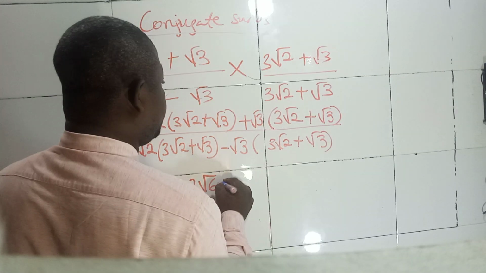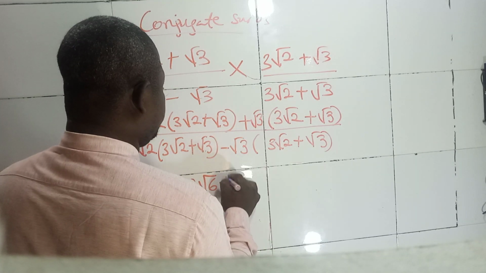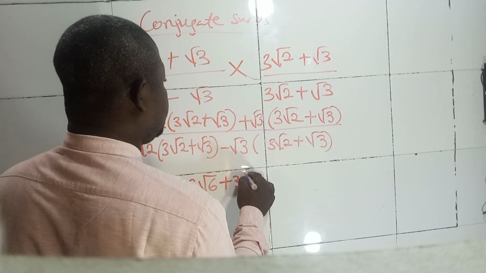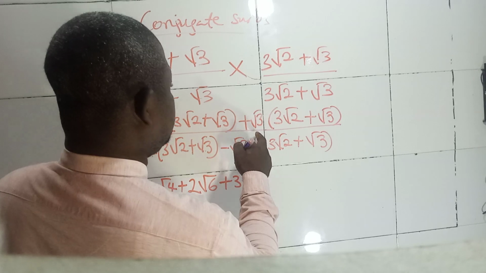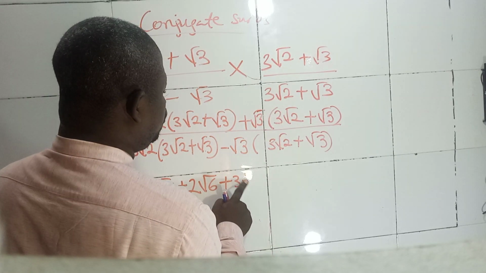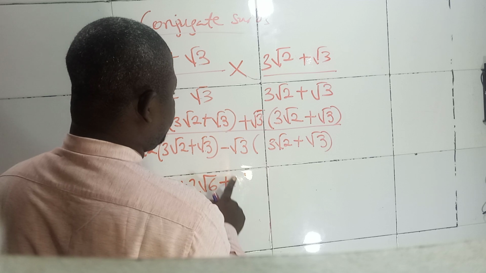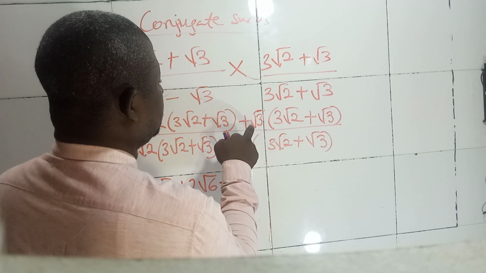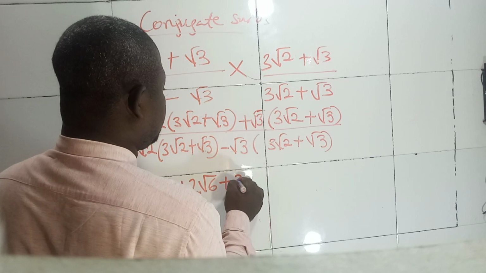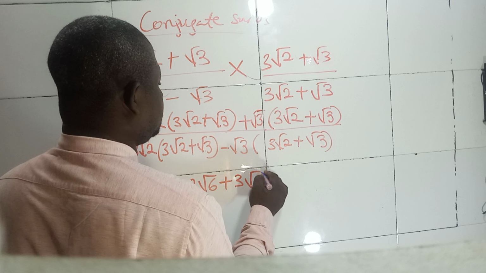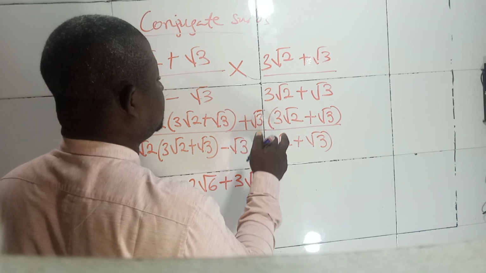Then go to the second one, plus, plus. So this is √3 multiplying this. So root will multiply root, number will multiply number. The coefficient of this one is 1, 1 times 3, that is 3. Then √3 times √2, that's √6. So you have to be very careful when expanding.